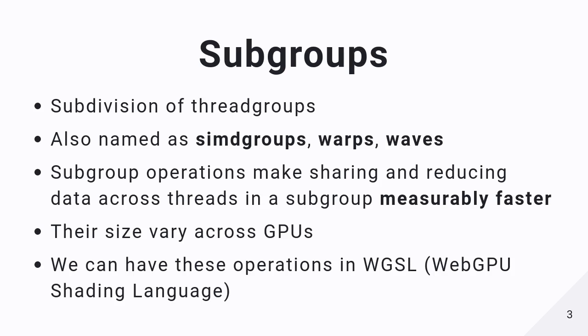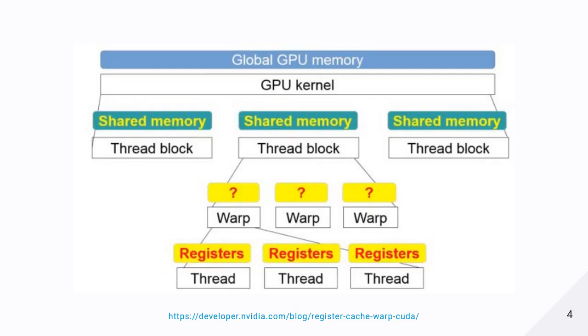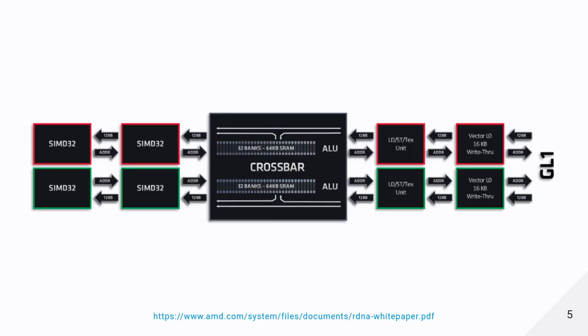Slide 4. It's fast to share data between threads in a thread group thanks to the shared memory, but it's faster to share data between threads in a subgroup because they don't even have to go to shared memory. Slide 5. The desire is containing as much sharing and calculation as possible in these SIMD32 blocks, and subgroup operations are a great way to do that.